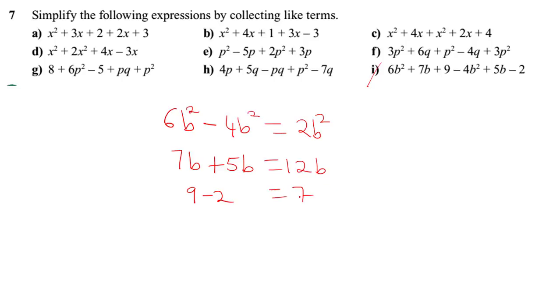Again, very quickly, I haven't got any other thing. I've got the b squared, I've got the b's, I've got the numbers, and I've simplified them. All you now need to do is put them together using plus. So 2b squared plus 12b plus 7. Okay, so that is the answer to that.